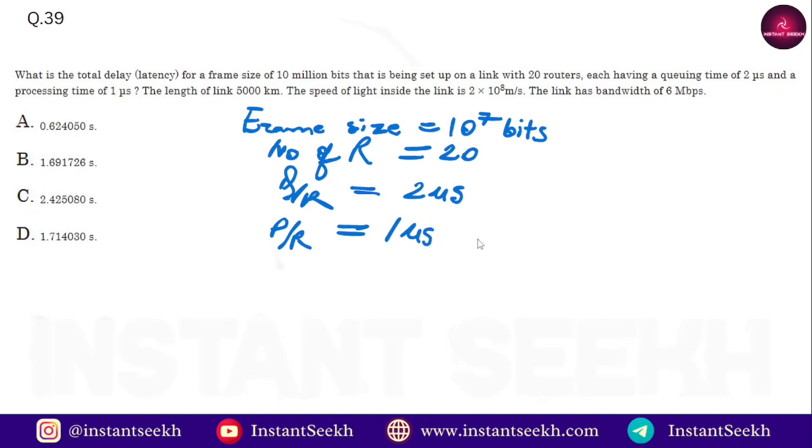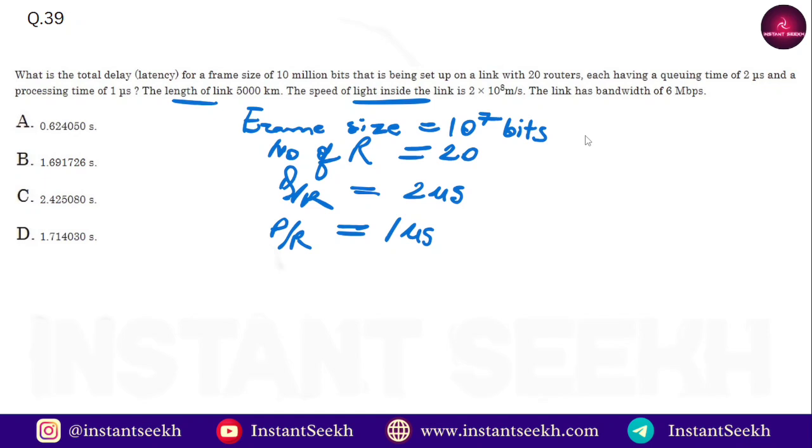Okay, then length is given. The length of the link is 500 kilometer. Speed of the light inside is 2 raised to 8. So first of all we will calculate the total delay. We should have the transmission delay, propagation delay, total queuing delay, and total processing delay. All these 4 components we should know.